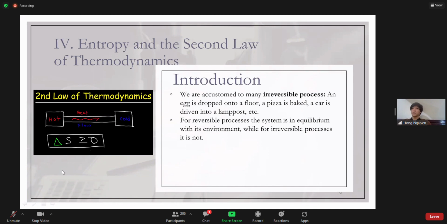So if we talk a little bit more about the reversible and irreversible processes, we can say that the reversible processes are the processes in which the system is in equilibrium with its environment. And for irreversible processes, we do not have this equilibrium. Okay, we do not have it. But the question is, why? Why are these processes irreversible, right? There's one way for us to explain it, which is to accept the notion of entropy.